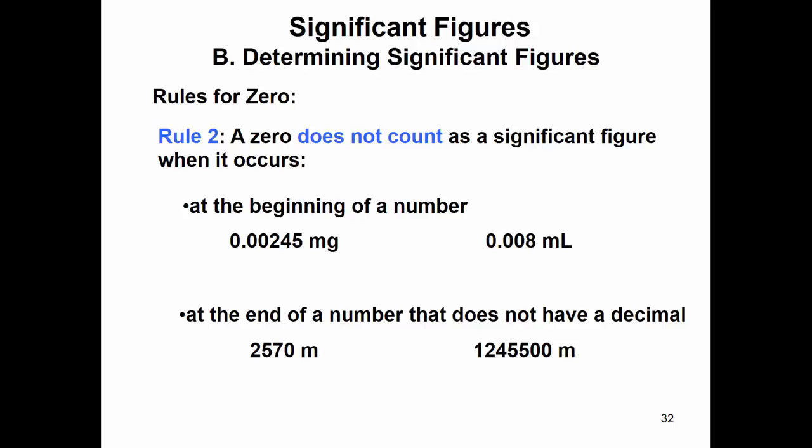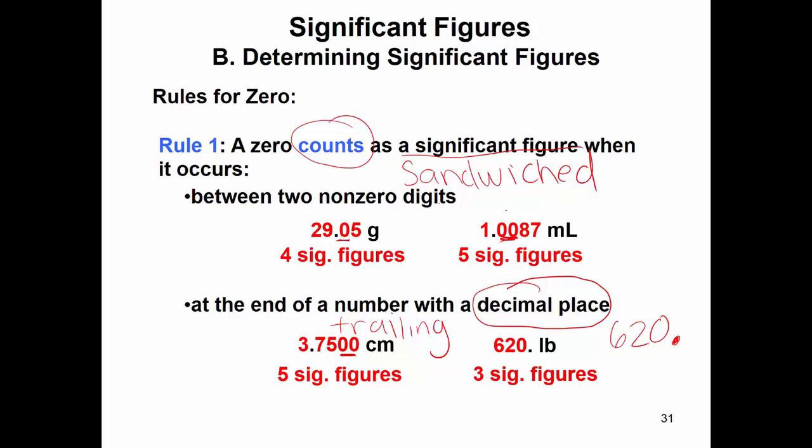All right, so 2 rules for when a 0 is significant. So real quick, a refresher. If the 0 is in between 2 non-zeros, sandwiched, it is significant. And if it trails a decimal, or has a decimal after it, this is still a trailing 0 because it's behind a 2 there, but it has a decimal after it, and so it makes it significant.